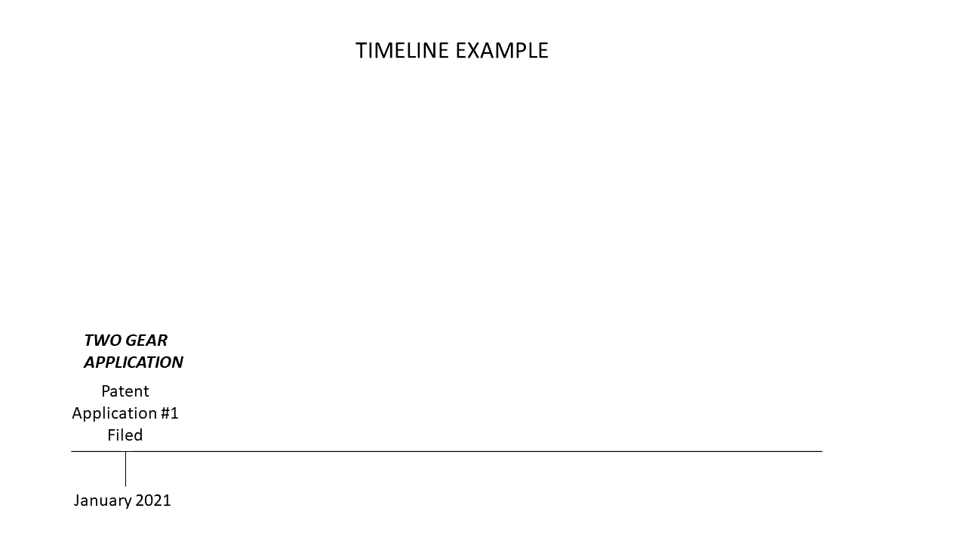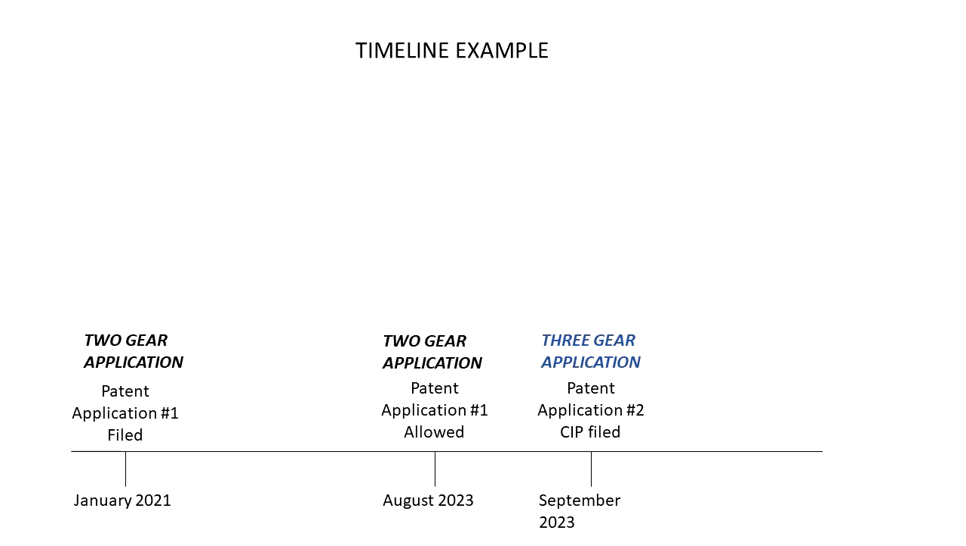So let's take a look at a timeline. Suppose you filed your first patent application in January of 2021. Here it is for my 2-gear application. Then, at some point later, I receive a notice of allowance for my 2-gear application here in August of 2023, about 2.5 years later, right? Sometime before my 2-gear application issues, I'm going to file my continuation in part for my 3-gear application. Then, at some point later, my 2-gear patent application will issue.